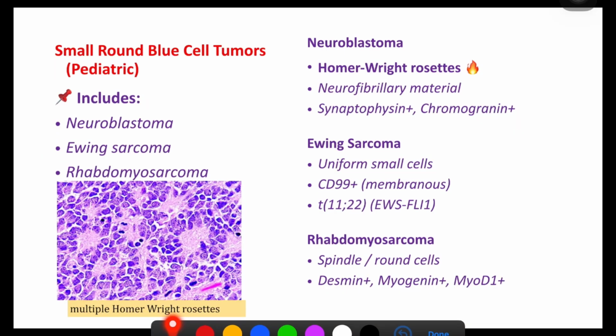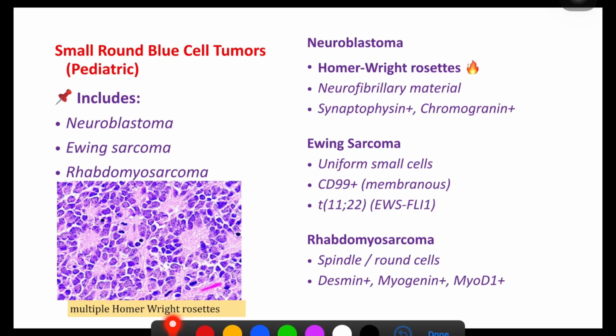Now another category is small round blue cell tumor, which is common in pediatric patient, which include neuroblastoma, Ewing sarcoma, rhabdomyosarcoma. So neuroblastoma, it is characterized by Homer-Wright rosettes, which is commonly seen in histosections but not visible mostly in cytology. So this is how you can identify these are the Homer-Wright rosettes. So rosette like means peripherally having arrangement of nuclei with centrally fibrillar material. So neurofibrillary material, and it will give synaptophysin and chromogranin IHC positivity.